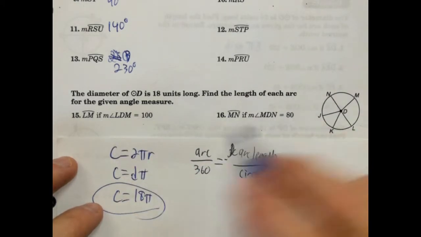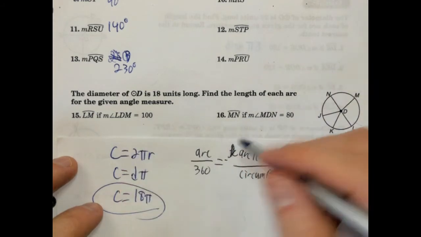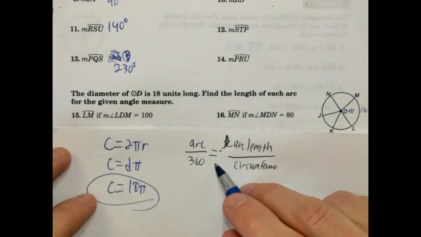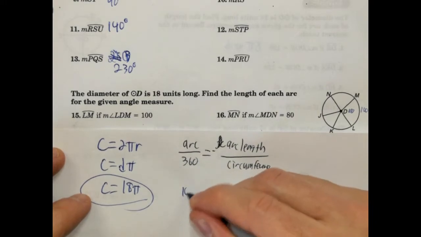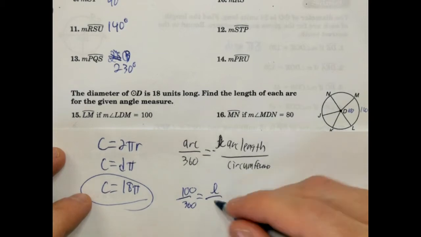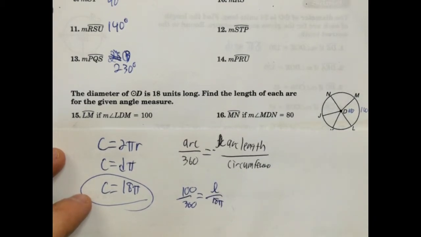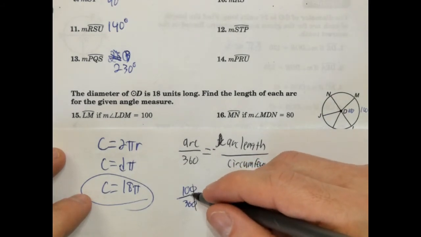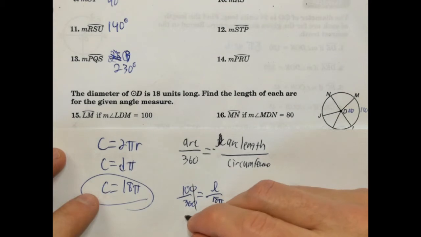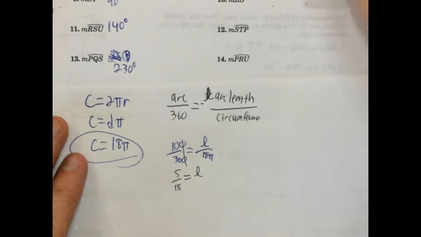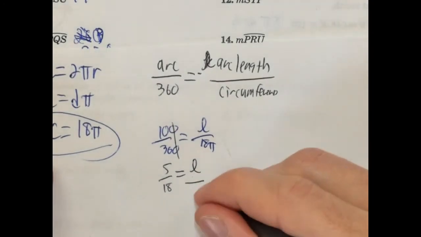LM, find arc LM if LDM is 100. So LDM is here, this is 100, which means the angle of LM would be 100. Okay, so we're going to go ahead and plug this in. So 100 is going to be the arc here, over 360, equals arc length, which we don't know, over circumference, which is 18 pi. And we just simply solve this. So we can get rid of the zeros, 10 over 36, divide them both by 2. So we're going to get 5 over 18. So 5 over 18 equals L over 18 pi.